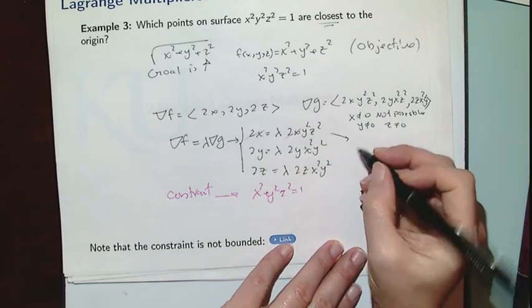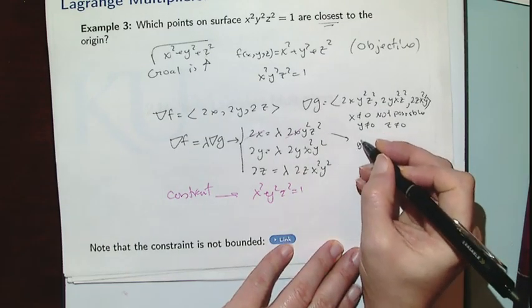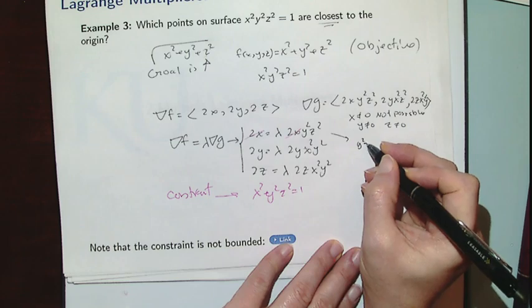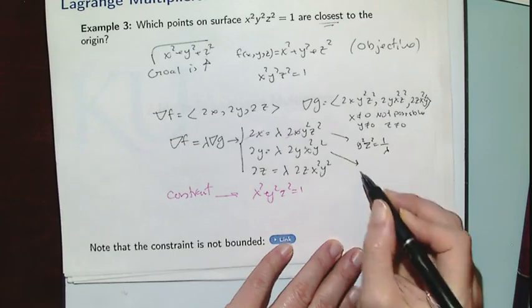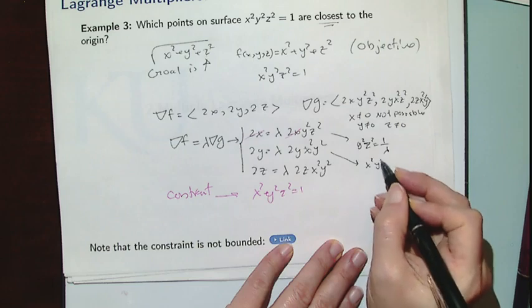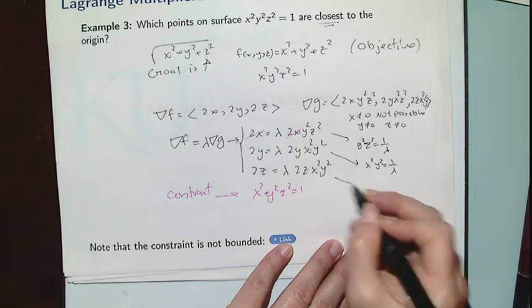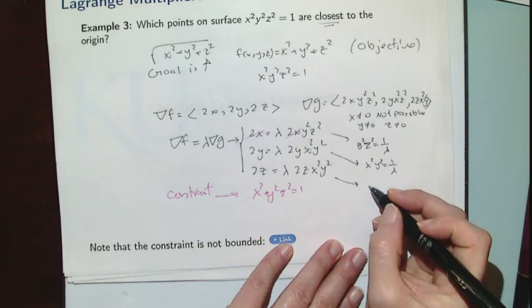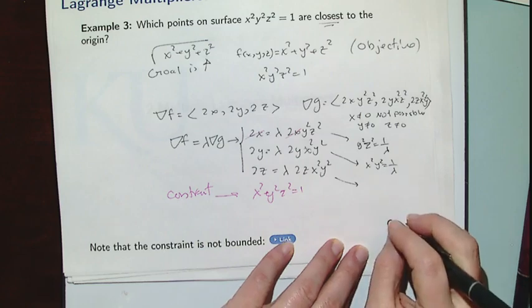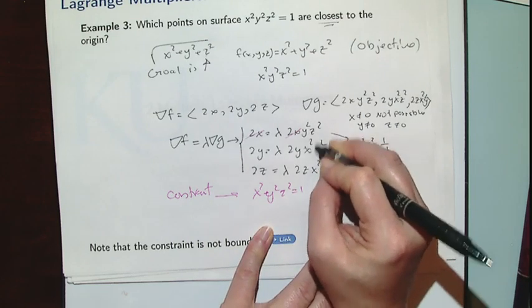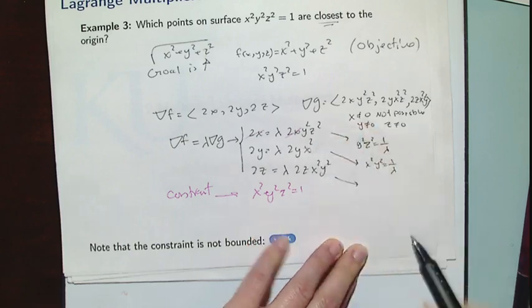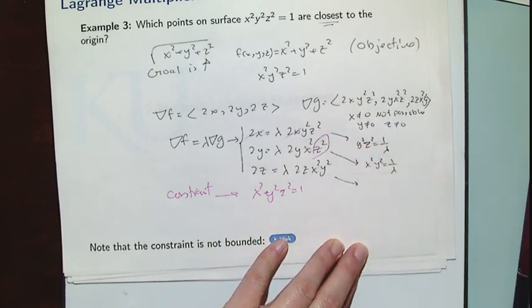Here, from here, I get y squared, z squared equal to 1 over lambda. Agreed? X squared, y squared is equal to 1 over lambda. No. Why did you guys not yell at me? Thank you. Thank you for being polite. This was wrong. Fix it.